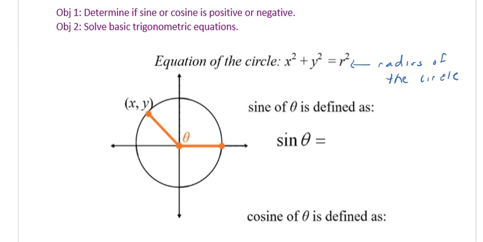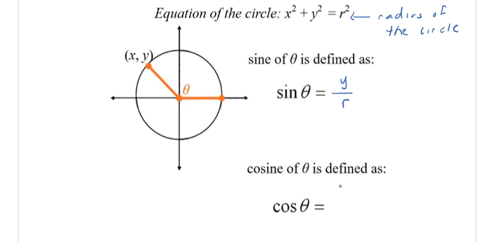If it happens to be a unit circle, that radius would be 1, but not every circle is a unit circle. Sine of theta is defined as y divided by r, and cosine of theta is defined as x over r. Okay?